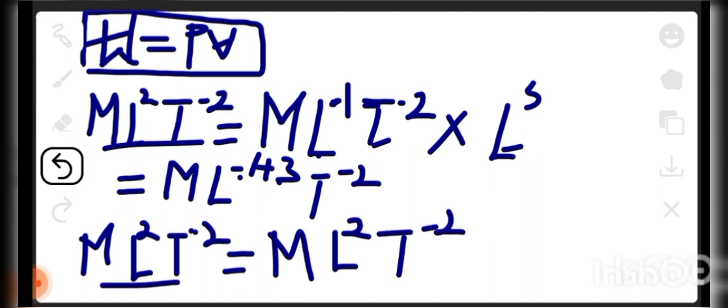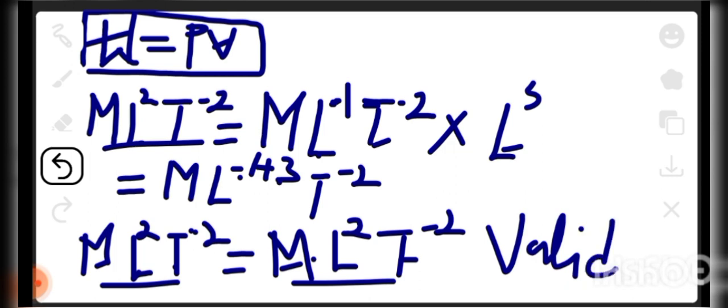We check this and this, they are the same. Look at it: M is M, L squared, T raised to power minus 2, T raised to power minus 2. So both sides are the same thing. If they are the same thing, it means the equation is what? Valid. But if they are not the same, it means it's invalid or not correct. So this equation is correct.